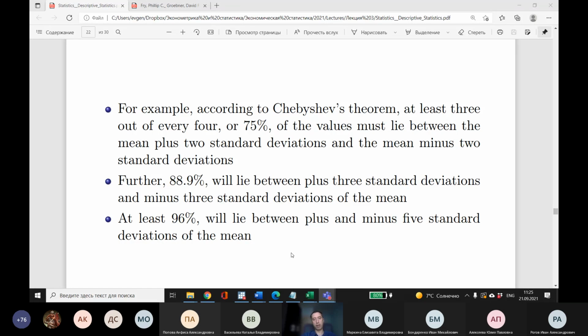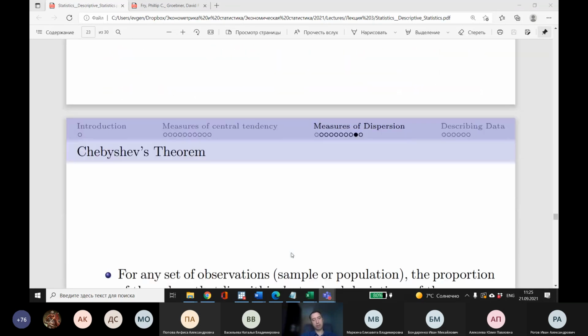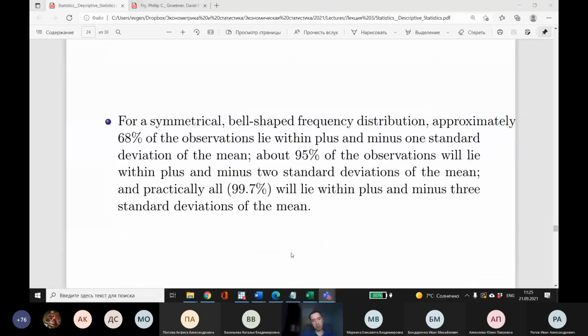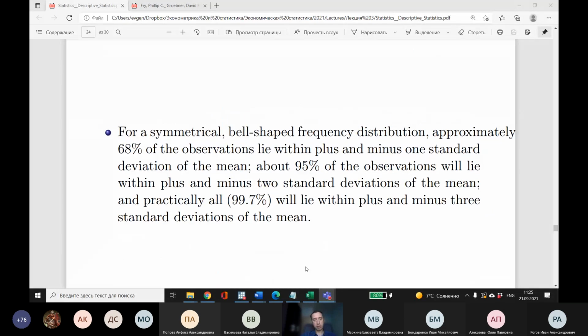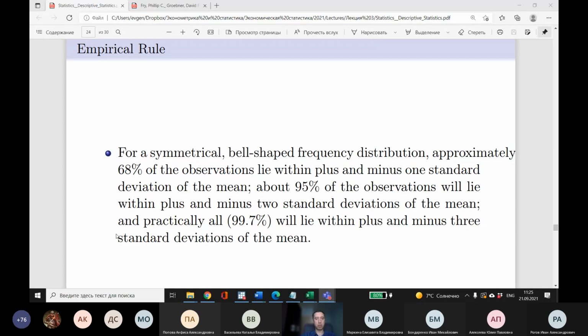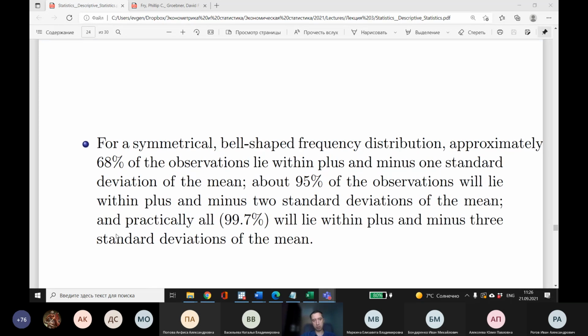In addition to the Chebyshev theorem, there is an empirical rule. It's just a rule and you just have to remember these bullet points in your textbook. For a symmetrical bell-shaped frequency distribution, approximately 68% of observations lie within plus and minus 1 standard deviation of the mean. Look, in the empirical rule, we can draw conclusions using 1 standard deviation of the mean.